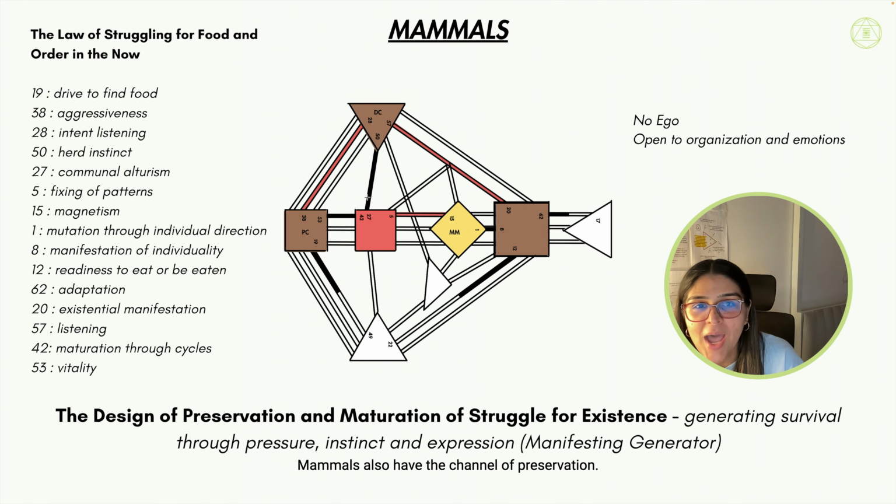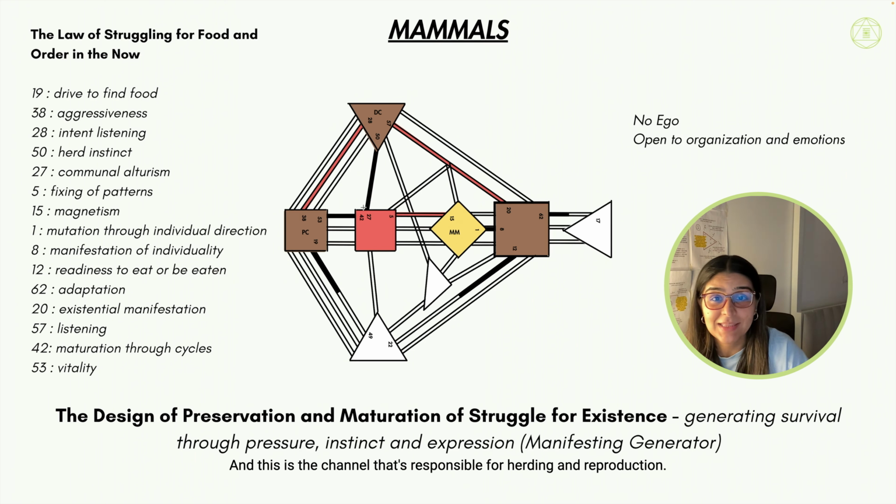Mammals also have the channel of preservation, and this is the channel that's responsible for herding and reproduction.